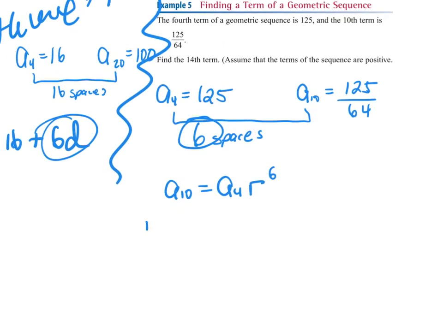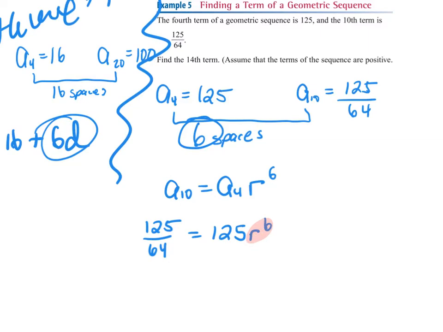The 10th term is 125 over 64. The 4th term is 125. And then I have r to the 6th because we're trying to figure out what that r is. Now, I understand this seems a little like, wait, huh? That's okay. The more we do this, and we have 2 more class periods next week to practice this, the easier it'll get. But I'm trying to isolate r to the 6th.